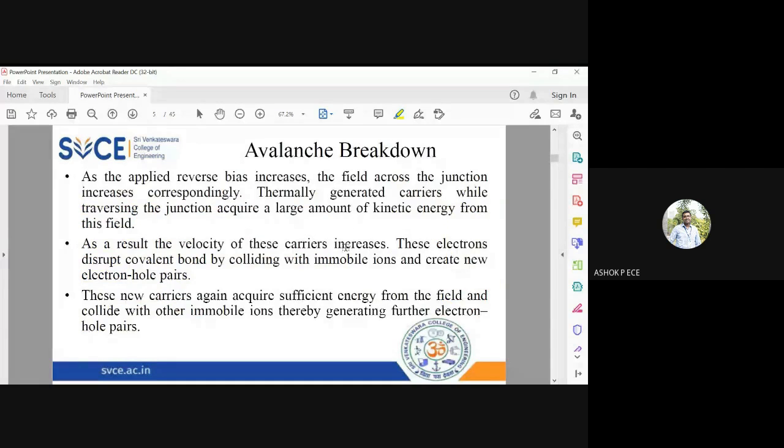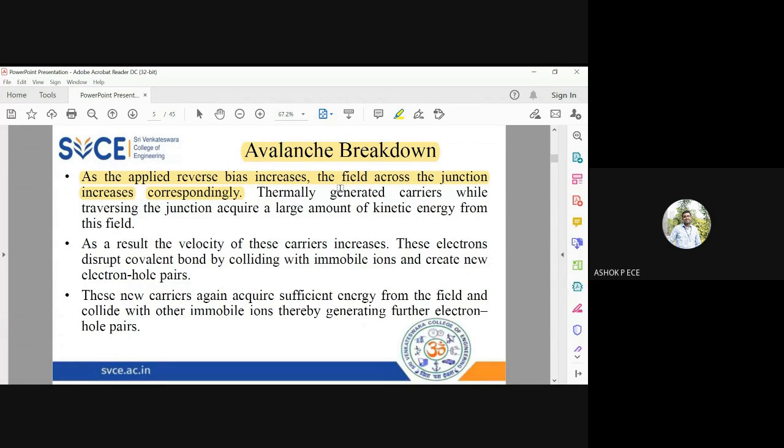Okay, so first we will see what avalanche breakdown is. This is already known to you, but anyway we'll revise this concept again. As you increase the reverse bias voltage, the electric field across the junction will increase correspondingly. Voltage develops an electric field, and if you have an electric field you will have voltage. Both are related to each other, so that is reciprocal.